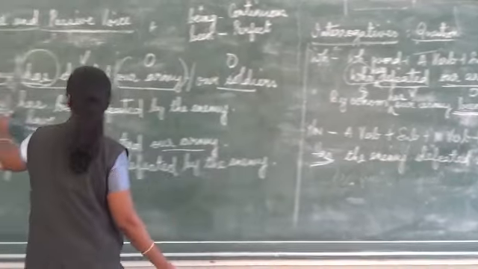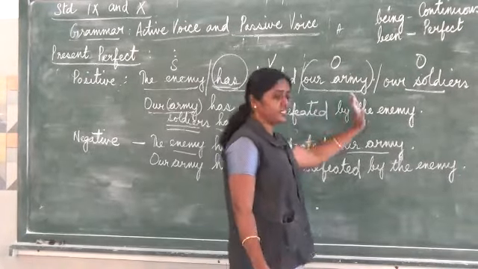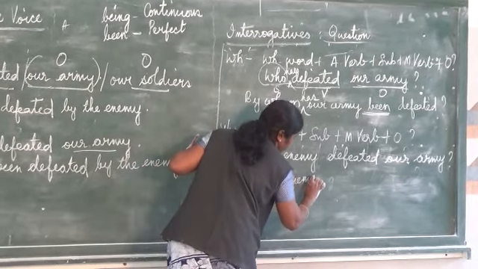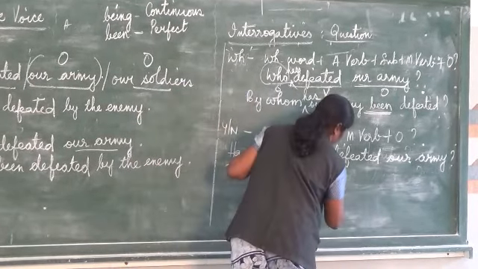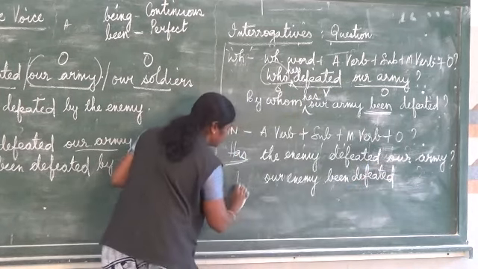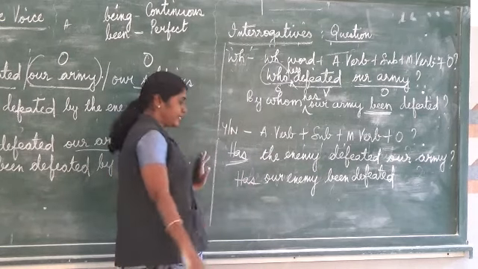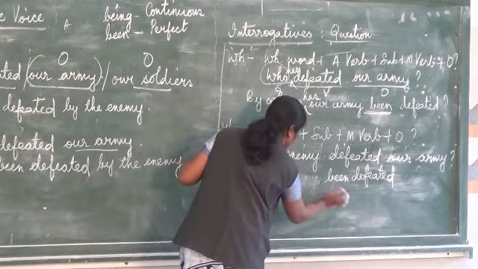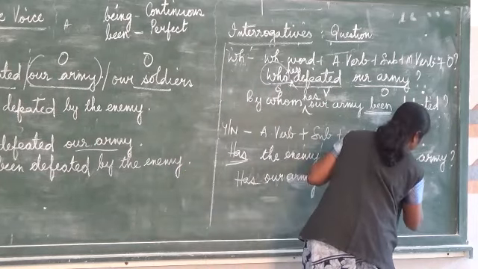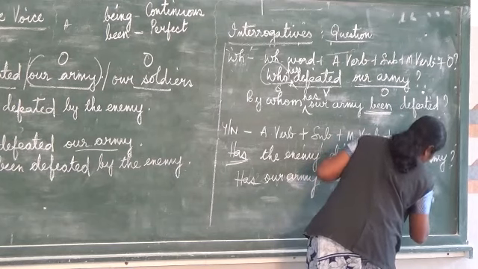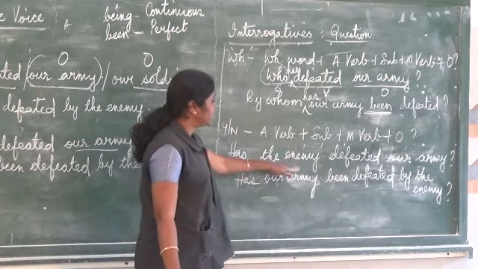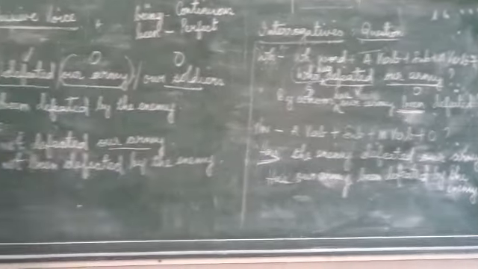So the same answer you can write, our army has been defeated by the enemy. So the same way I'll write, our army been defeated, because it should begin with auxiliary verb. Is it clear? Sorry, has our army. Has our army been defeated by the enemy?